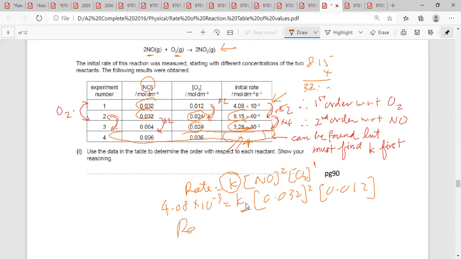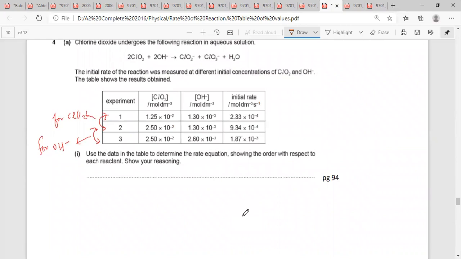After finding the K, then use this one here to find this one here. So now the rate for rate 4 is equal to the K times, of course, 0.096 to the power of 2 and 0.036 to the power of 1. Can I find your rate 4, right? Very simple. This is just mathematics as well.